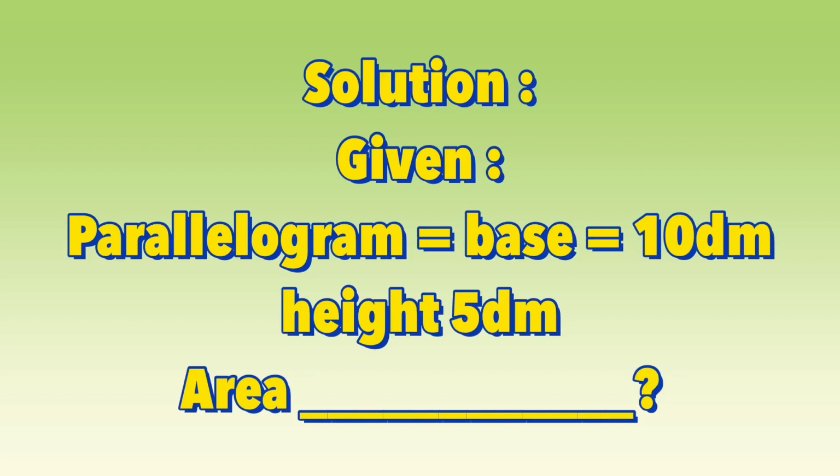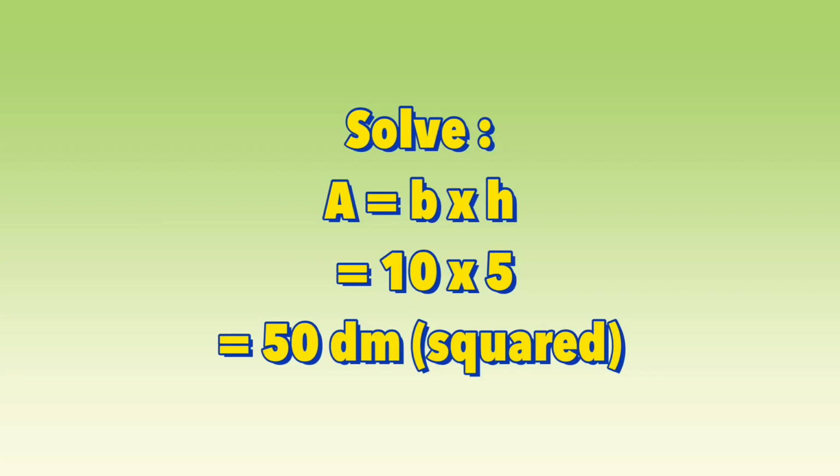Since the figure given is a parallelogram, and the base is 10 decimeters and the height is 5 decimeters, find the area. So to solve this, we're going to use the formula of a parallelogram: area equals base times height. The given base is 10 decimeters and the height is 5 decimeters. After we substitute, we're going to multiply it. So the area of the parallelogram is 50 square decimeters.